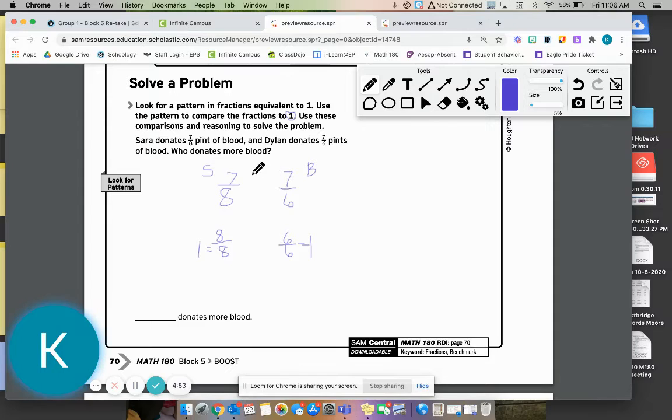What does that mean? Automatically now we know that 7/6 is greater than 7/8. So the question is asking us, who donates more blood? The person who donates more blood is Dylan because he donated 7/6. So I'm going to go ahead and write Dylan over here for my final answer. I'll give you a moment to copy that down.